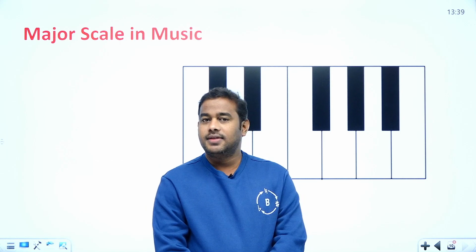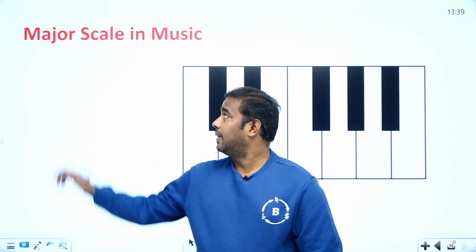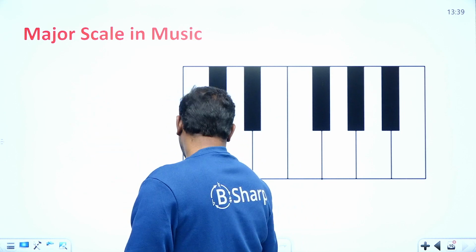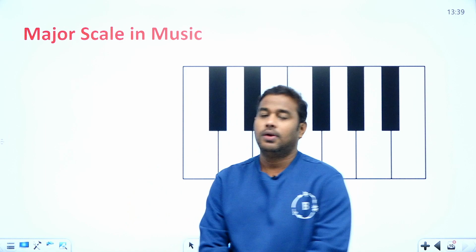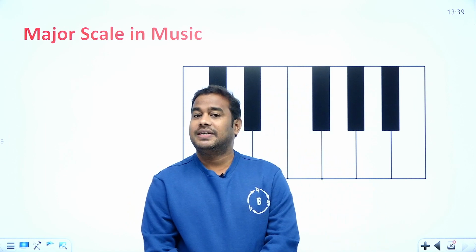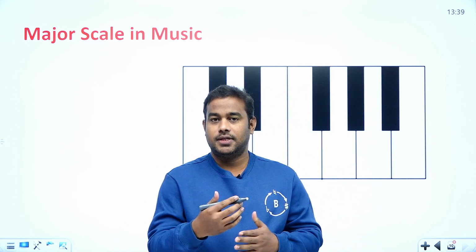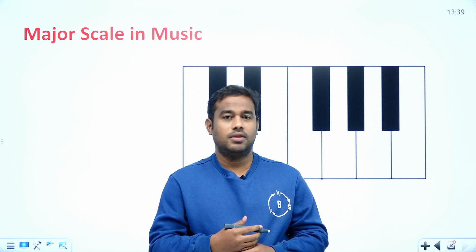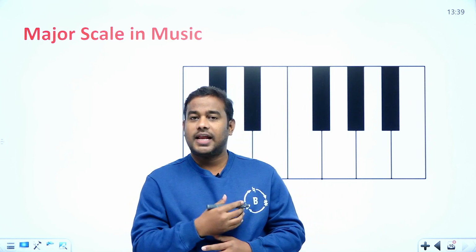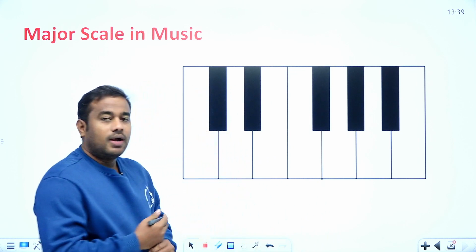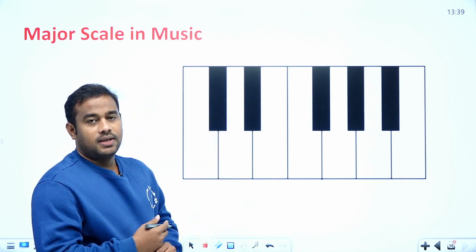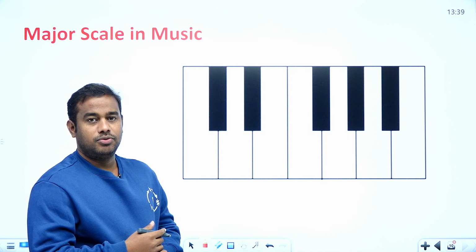Hi, in this class we'll discuss the major scale in music. As we said in the previous class, we were discussing the keys in the piano, the octave in the piano, all those things, right? So this class is an extension of the previous class, okay? What we call a major scale in music is the following.